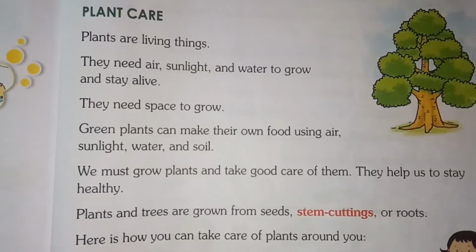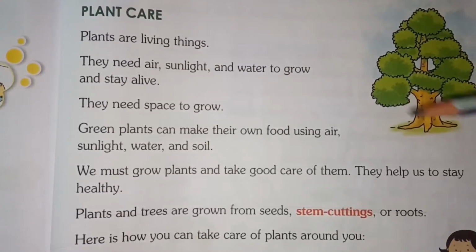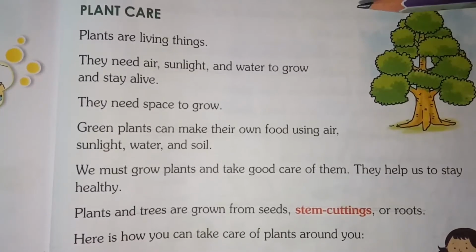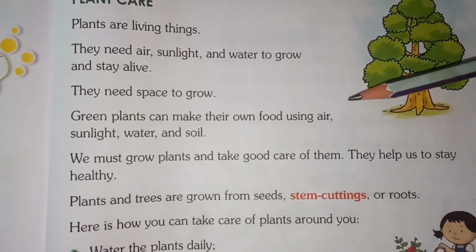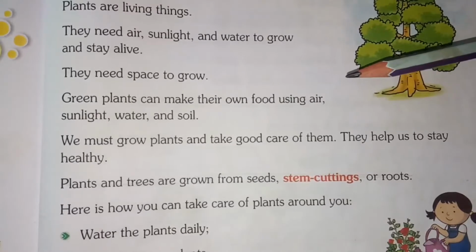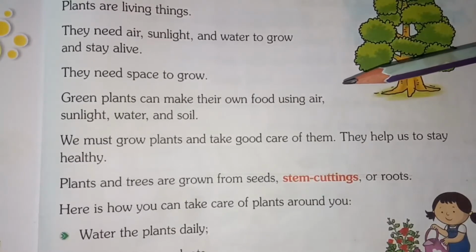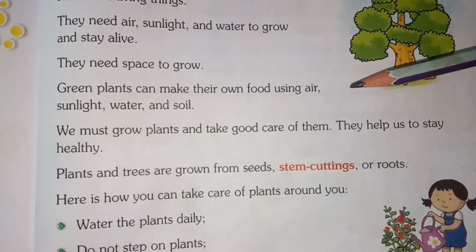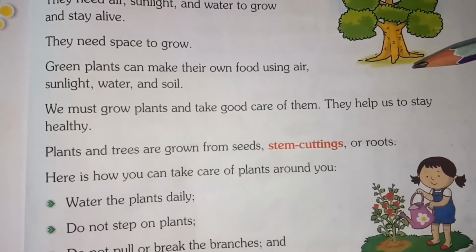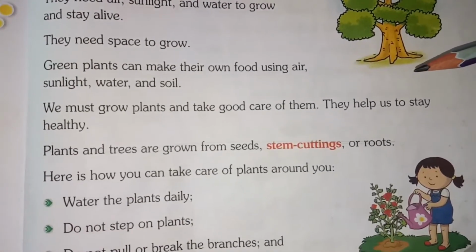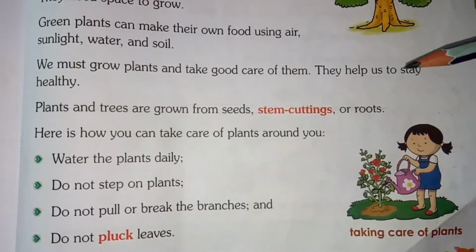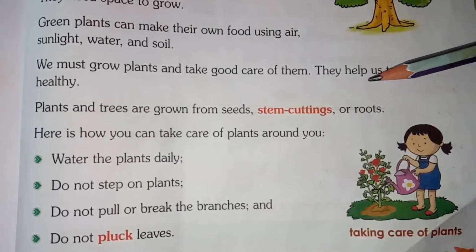Plants are living things. They need air, sunlight and water to grow and stay alive. They need space to grow. Green plants can make their own food using air, sunlight, water and soil. Okay, we must grow plants and take good care of them. They help us to stay healthy. Plants and trees are grown from seeds, stem cuttings or roots.